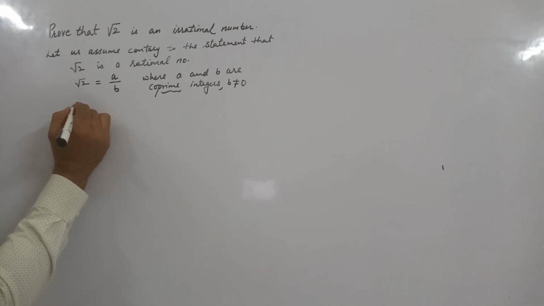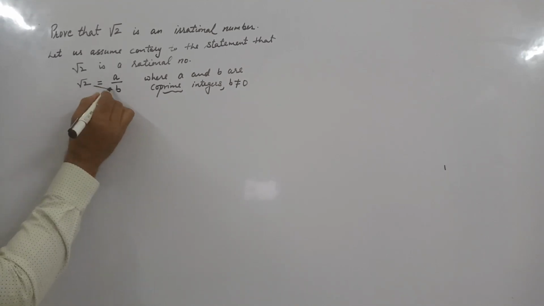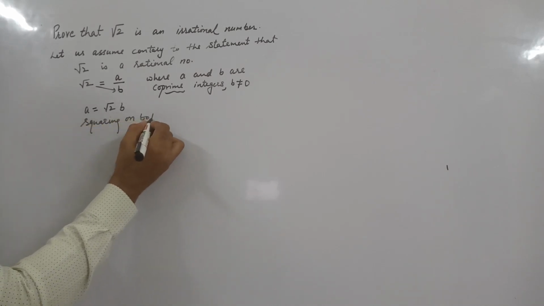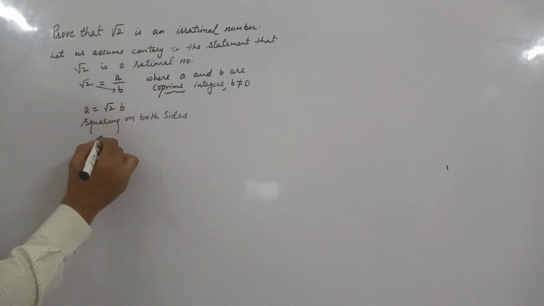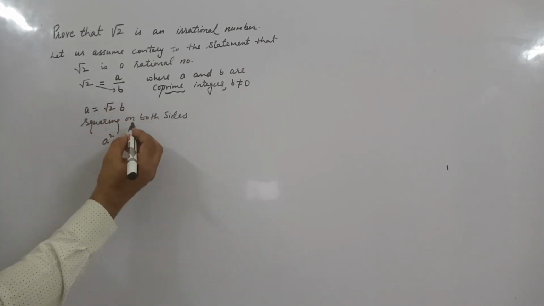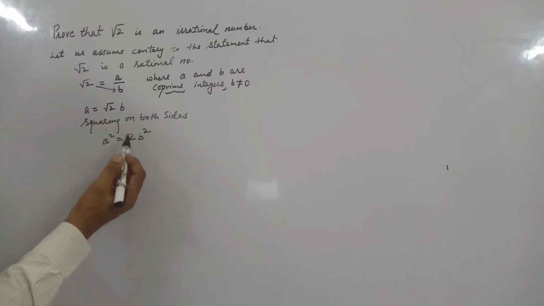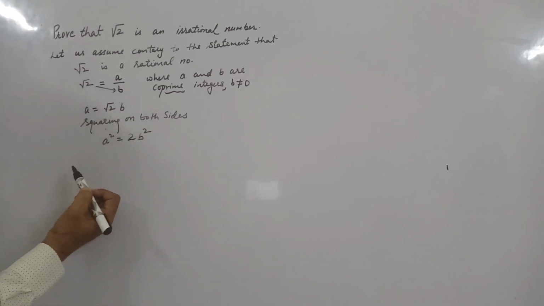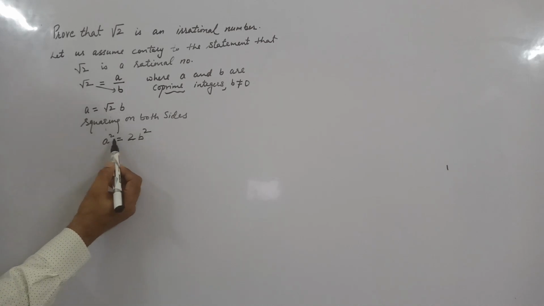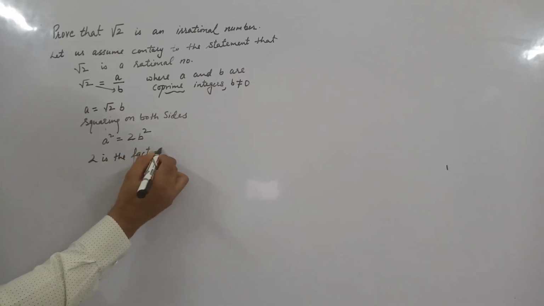Now we'll cross multiply. So it becomes a is equal to root 2 times b. Now we'll square both sides. Squaring, it becomes a square, and we know root 2 square is 2, and b square is b square. So a square is equal to 2 b square. Now you can see that 2 divides a square. You can say a square is equal to 2 into something. So 2 is a factor of a square.